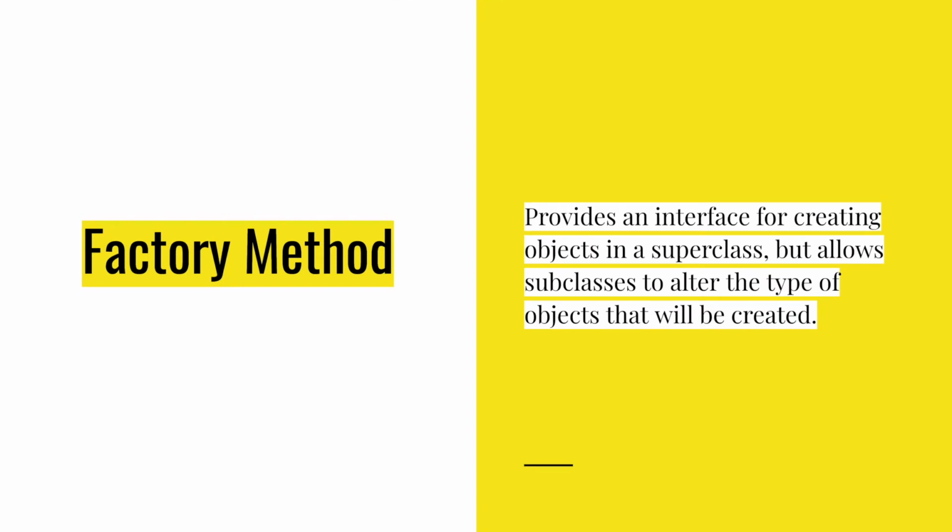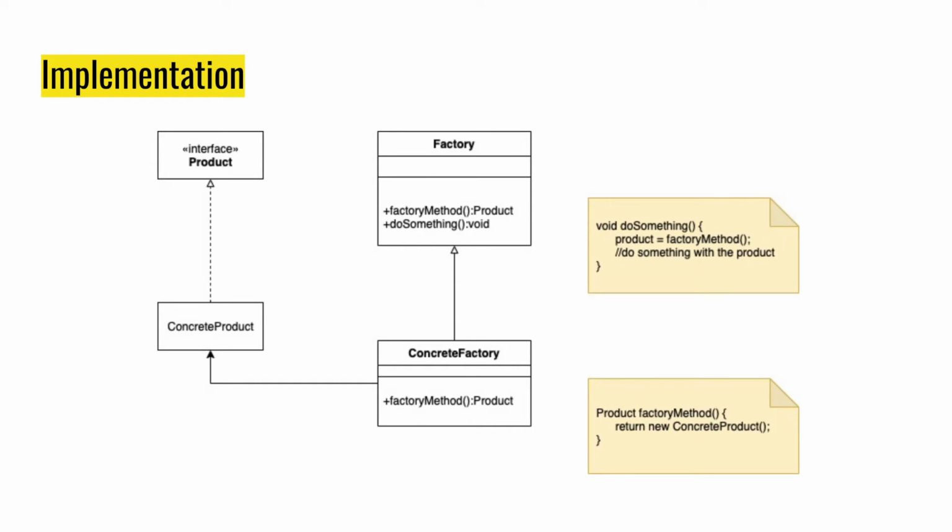The Factory Method pattern provides an interface for creating objects in a superclass, but allows subclasses to alter the type of objects that will be created. The participant classes in this pattern are the Product Interface, which defines the interface for objects that the factory method creates. We also have a concrete product that implements the product interface. The factory declares the factory method, which returns a product object, while the concrete factory overrides the generating method for creating concrete product objects.